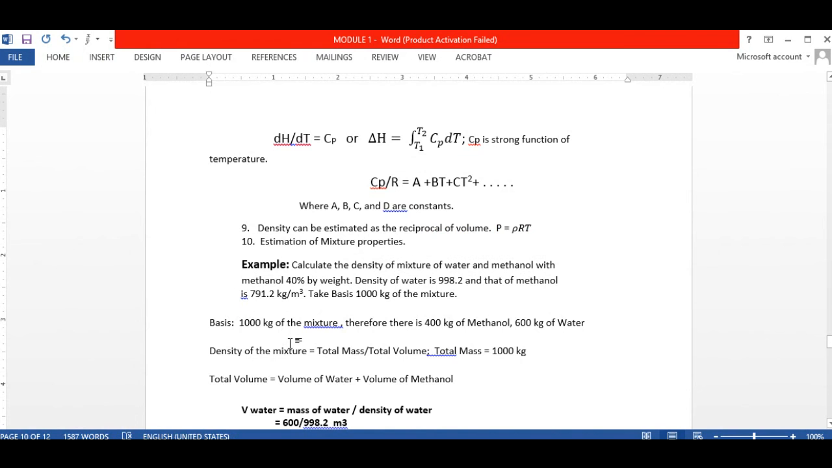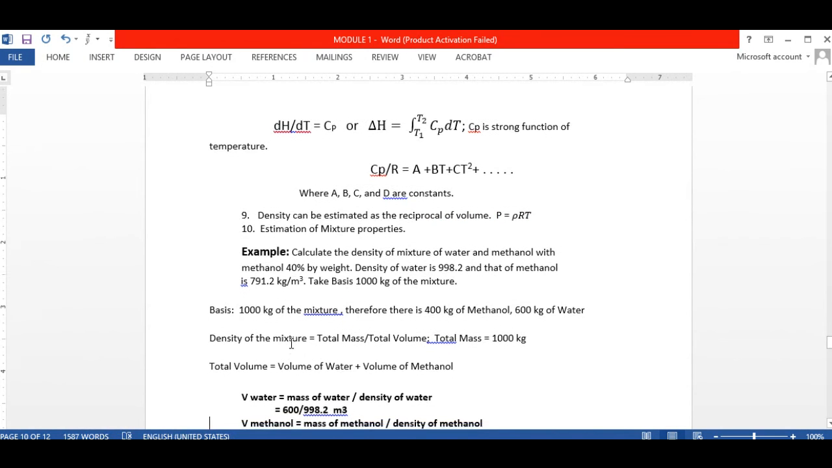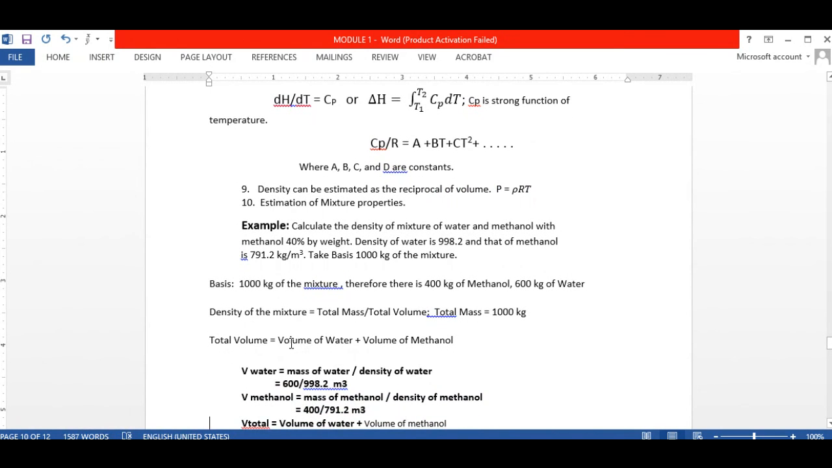Okay. So how do we proceed? Because we have to use the equation. You can go through this one. This is very easy. We can take the basis of 1000 kilogram of the mixture. It means that 400 kilogram of methanol here, because methanol is 40%. So it has to be 400 kilogram of methanol and 600 kilogram of water, right?